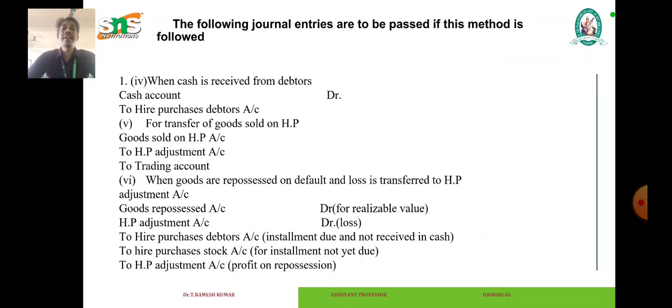Next, the following journal entries are to be passed if this method is followed. When cash is received from debtors, cash account debit to hire purchase debtors account. Next, for transfer of goods sold on HP, goods sold on HP account debit to HP adjustment account, to trading account. Next, when goods are repossessed on default and loss is transferred to HP adjustment account, goods repossessed account debit, HP adjustment account debit, to hire purchase debtors, to hire purchase stock account, to hire purchase adjustment account.